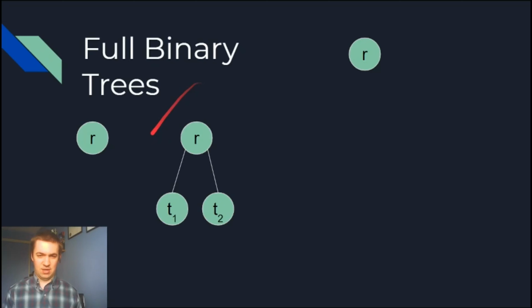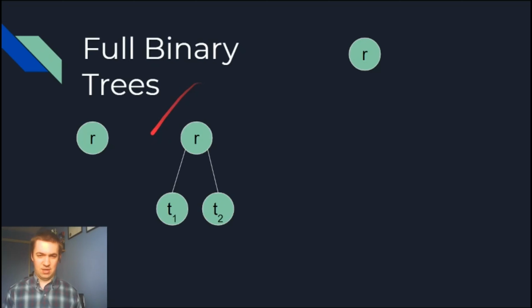So what does a full binary tree look like? A full binary tree is any tree where every node either has two children or is a leaf. So the simplest one of these would just be a single node. If we wanted to build things up another step further, we could have a single node with two children, and those two children, which themselves are full binary trees, are just leaves in this case.